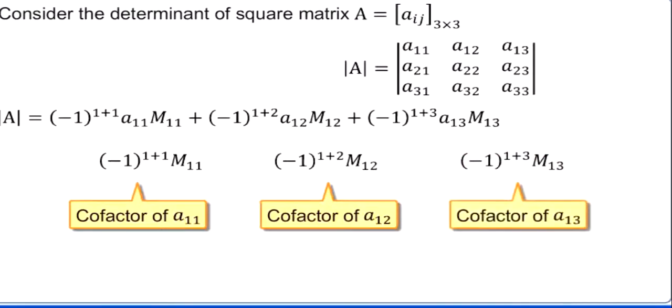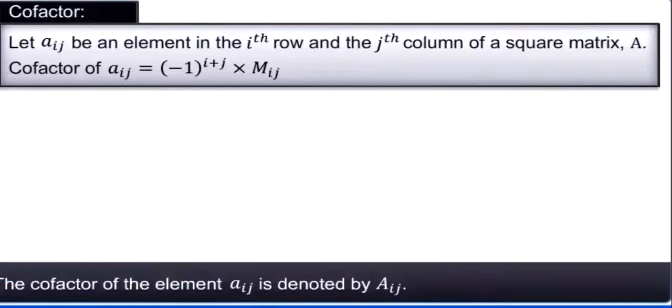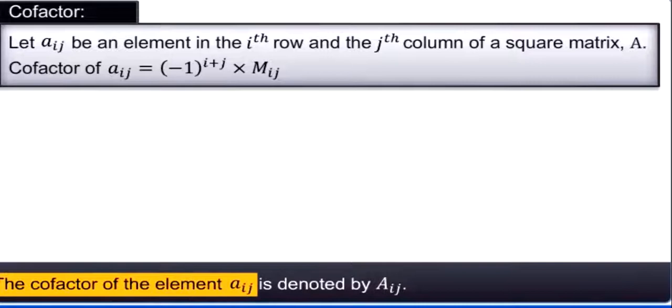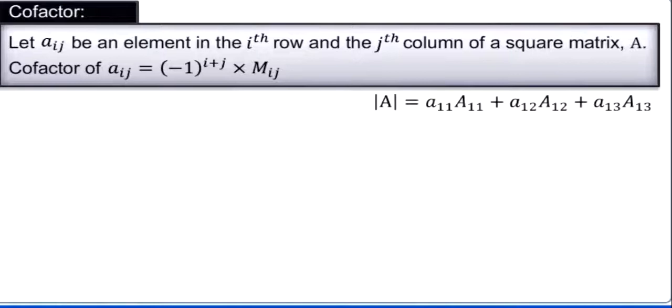Let's now define cofactors in mathematical terms. Let Aij be an element in the ith row and the jth column of a square matrix A. The product of -1 whole raised to the power of i plus j and the minor of Aij is called the cofactor of Aij. The cofactor of the element Aij is denoted by capital Aij. So, in terms of cofactors, the expansion of the determinant of A can be written as the sum of the products of the elements of the first row with their corresponding cofactors.